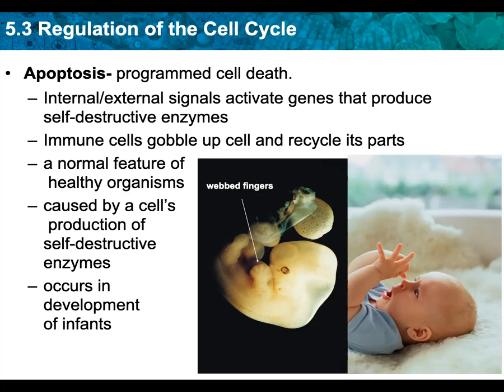So as we mentioned, it occurs primarily in infants and humans. That's when it would occur, when the baby is developing in the womb. Babies also have tails lots of times when they're very, very young. And the tail is then disintegrated. So that's also apoptosis in that case.